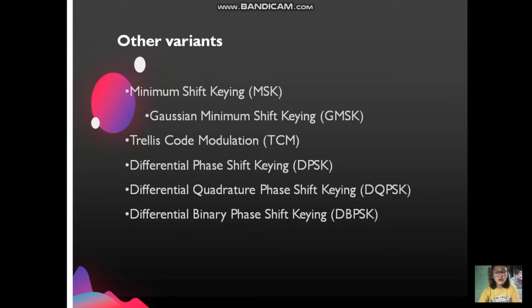As previously learned with reference to Module 5, we have other variants of digital modulation schemes. We have MSK, and one variant of that is GMSK. We have TCM, DPSK, DQPSK, and DBPSK.